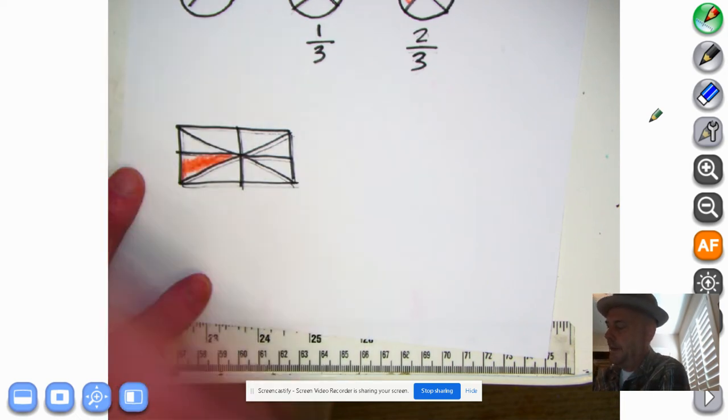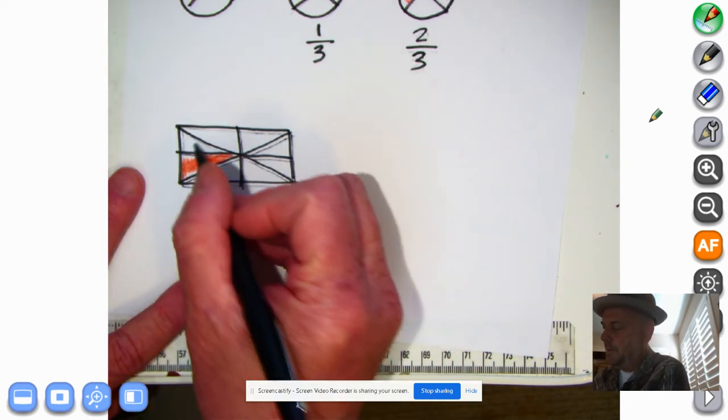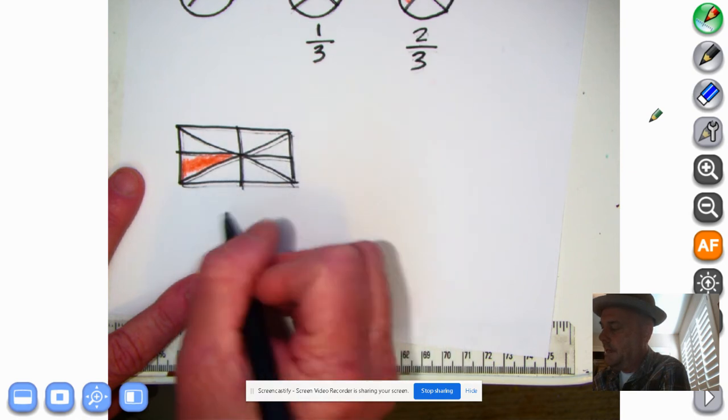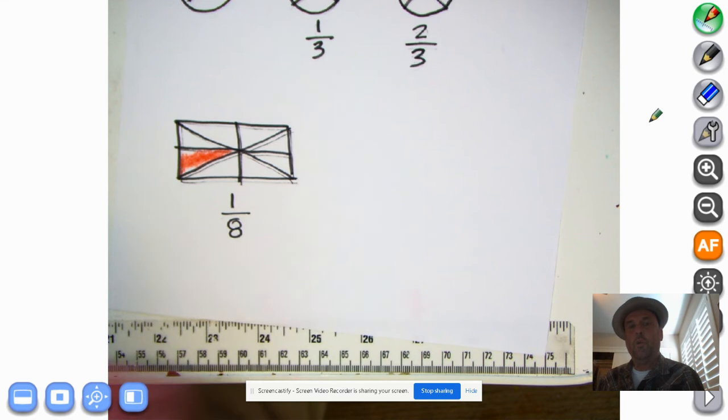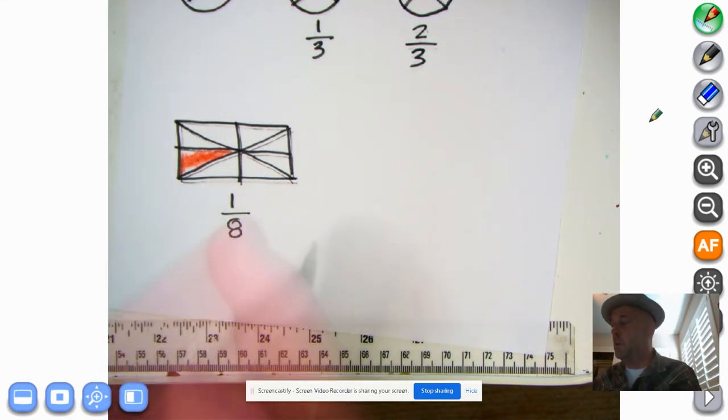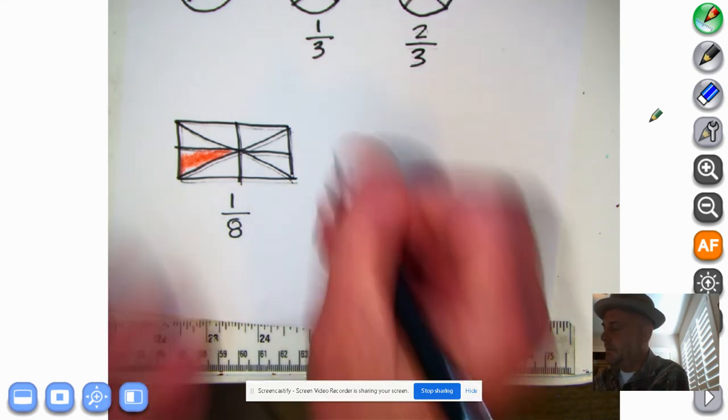So what do we have here? We have a total of 1, 2, 3, 4, 5, 6, 7, 8. That's our denominator. How many are shaded? 1. Some of you don't want to count the shaded part, but you have to count the shaded part to get the whole, right? So now let's make this shape again.